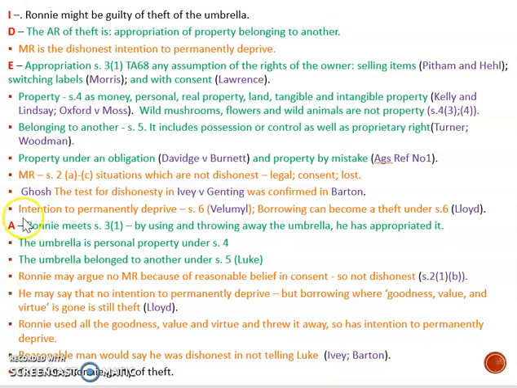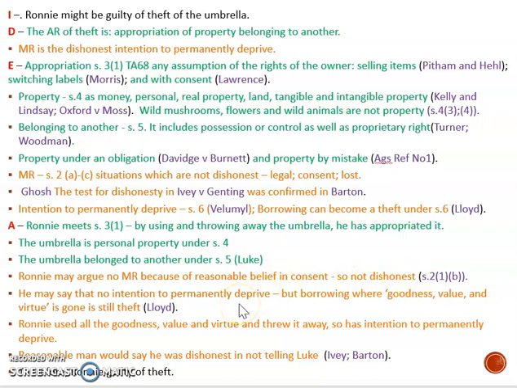So in terms of application, the actus reus is green. So Ronnie meets section 3.1 because by using and throwing away the umbrella, he's appropriated it. An umbrella is property under section 4. It belongs to another under section 5 because it belonged to Luke. In terms of the mens rea, Ronnie's going to say he's not dishonest under section 2.1b because of reasonable belief in consent, but presumably Luke wouldn't consent to him damaging and throwing the umbrella away, so that's unlikely to work.